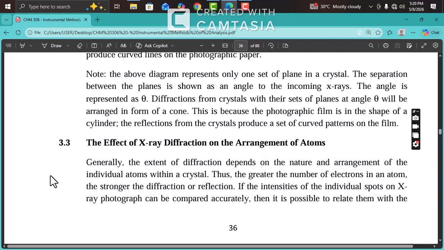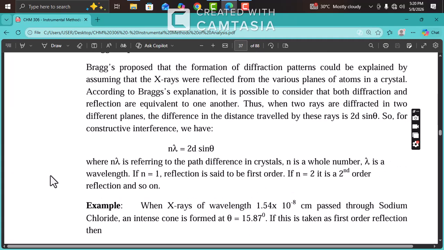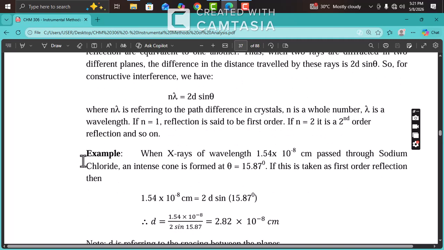So I'll quickly move to Bragg's equation. This diffraction follows Bragg's equation, and there you have it: n lambda equals 2d sine theta. So let's see how we can use this. I can give you something like this in an exam or test condition.